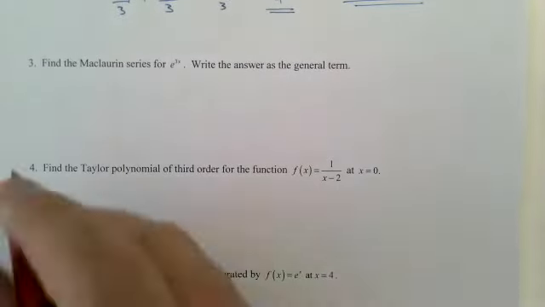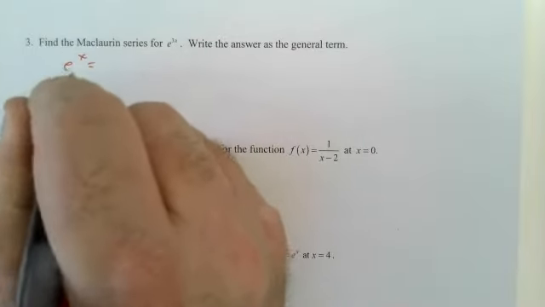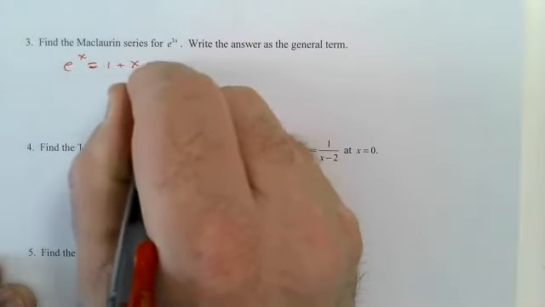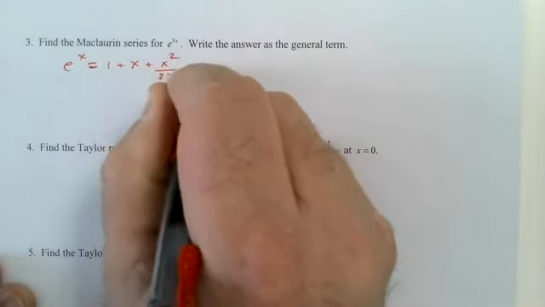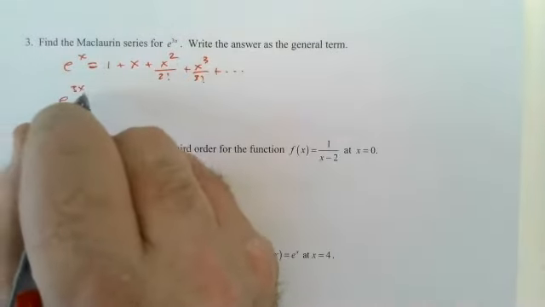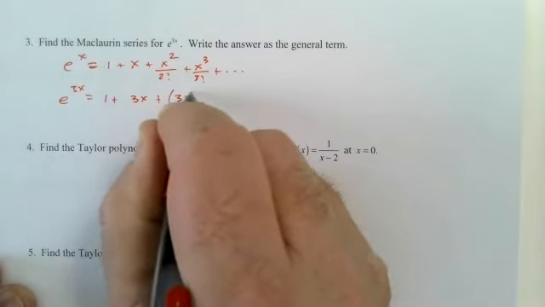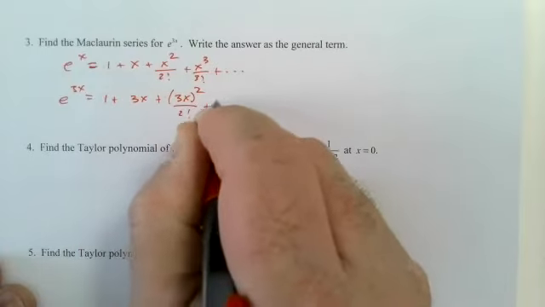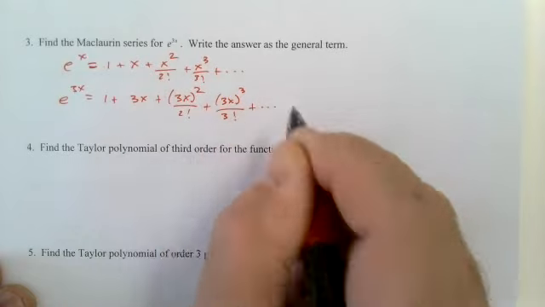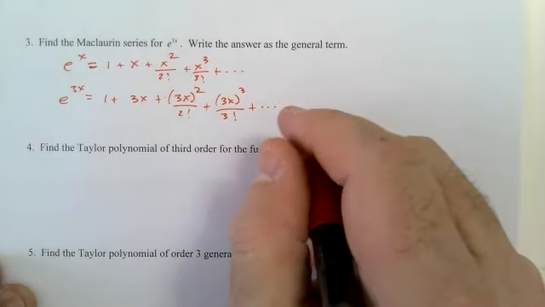But I like to put it all out there, not really try and shortcut anything. e to the x equals 1 plus x plus x squared over 2 plus x to the third over 3 factorial. e to the 3x equals 1 plus 3x plus 3x squared over 2 plus 3x to the third over 3 factorial. Okay. Yeah, let's actually write it out.